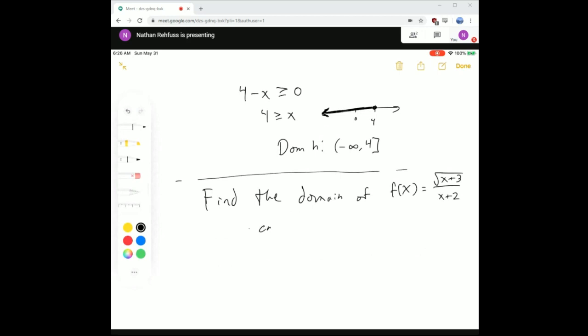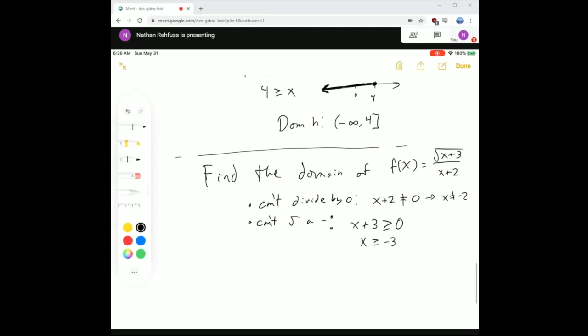Can't divide by 0, so x plus 2 cannot be 0. That means x cannot be negative 2. So if x is negative 2, we're dividing by 0, and that's no good. But how about the numerator? I can't take the square root of a negative either. So that means that x plus 3 cannot be any smaller than 0. Subtract 3 from each side. X can't be any smaller than negative 3.